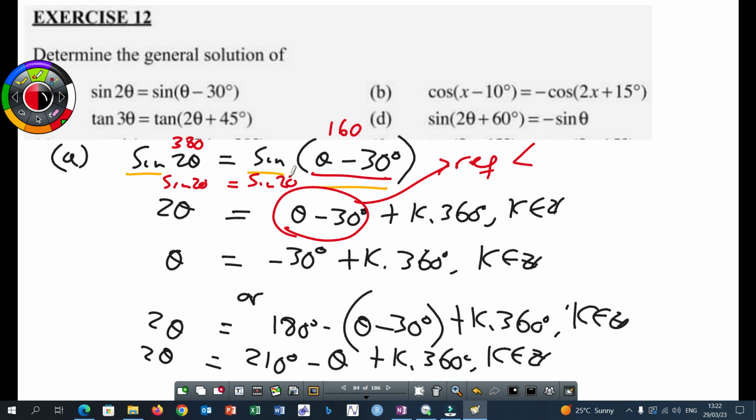I hope I'm not talking to myself here. Look, in which quadrant is 380 degrees? First quadrant. 380 is the same as 360 plus 20, which is the same as sine 20. Right? Sine 160 is in the second quadrant. Subtract 160 from 180, you get what? 20 degrees. Sine 160 and sine 20 degrees, they are the same.